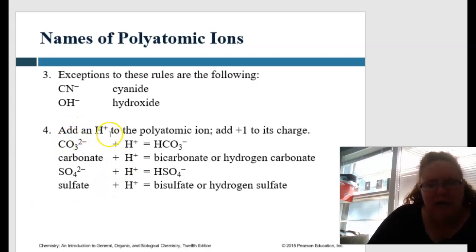We can also add a hydrogen to the polyatomic ion, and since hydrogen has a positive charge, this adds +1 to its charge. If we have carbonate and add a hydrogen, that ends up being bicarbonate or hydrogen carbonate: a different name for the same chemical. Same with sulfate: add a hydrogen, and that ends up being bisulfate or hydrogen sulfate. Just a couple of nuances in how we can do these.